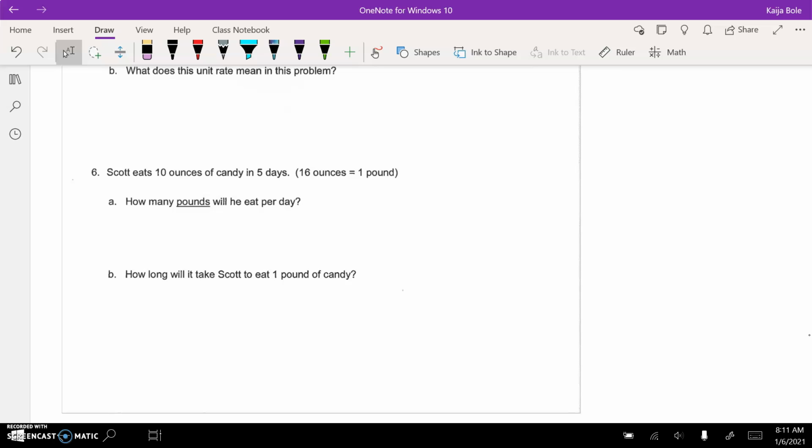How many pounds will he eat per day? Something of note is that they give you 16 ounces is a pound. They want pounds, okay? And I kind of want you to try on your own first. That might be one we'll talk about in class tomorrow. But that's all I'll do for now.